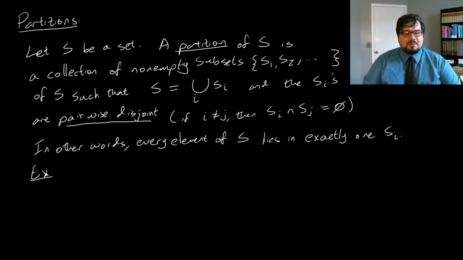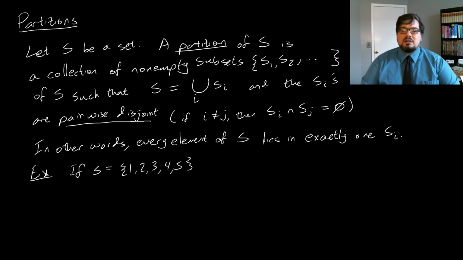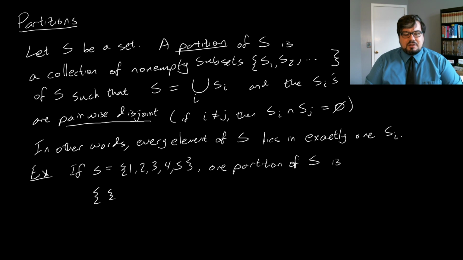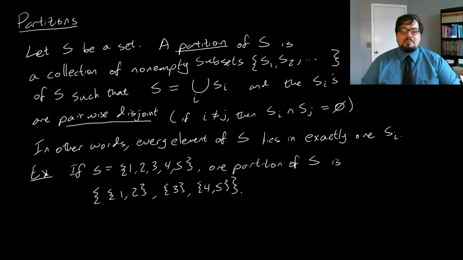So there are lots of examples we can look at. If S is equal to the set {1, 2, 3, 4, 5}, then there are lots and lots of partitions of S. One possible partition of S is the partition where we take the set {1, 2}, then the singleton set {3}, then the set {4, 5}. Every element of S lies in exactly one of these sets, there's no overlap, and all the sets together make up the whole S.